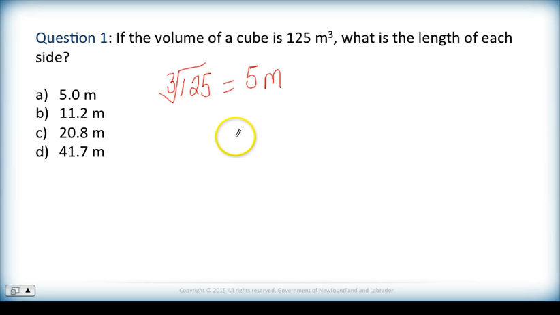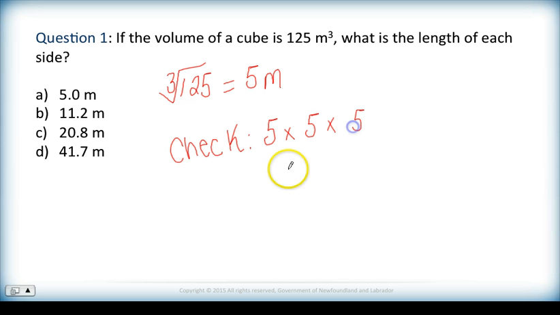You could use technology here to help you, or we could do a quick check. Five meters times 5 meters times 5 meters equals 125 meters cubed. And this check will help us prove that the side length of the cube is 5 meters. So our answer here is A.